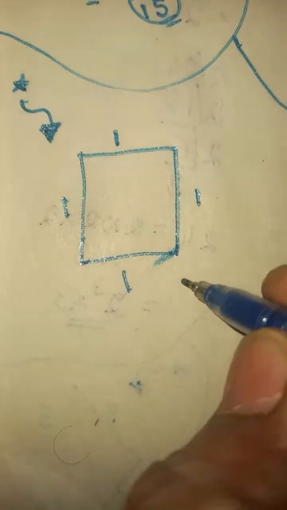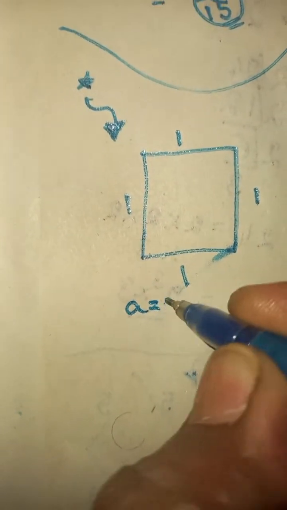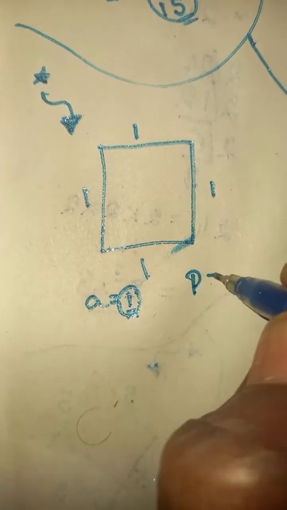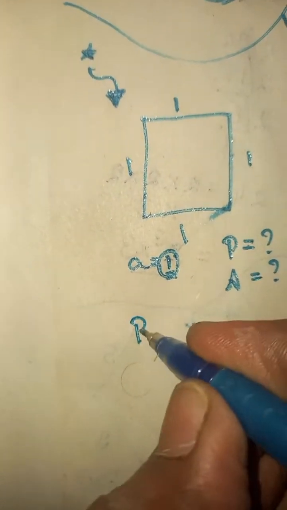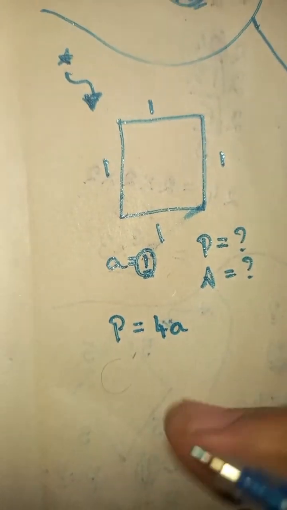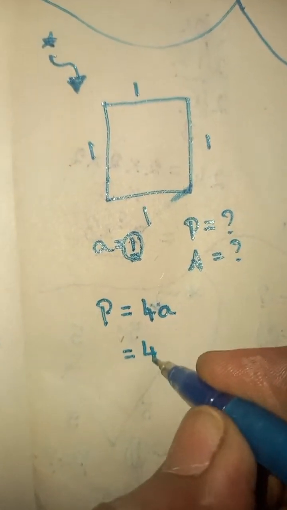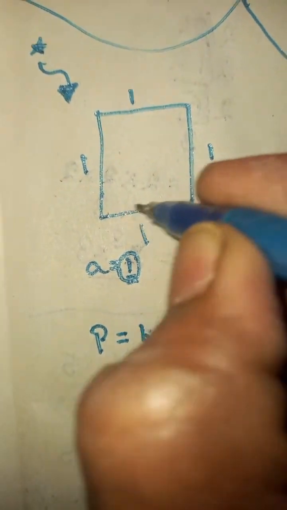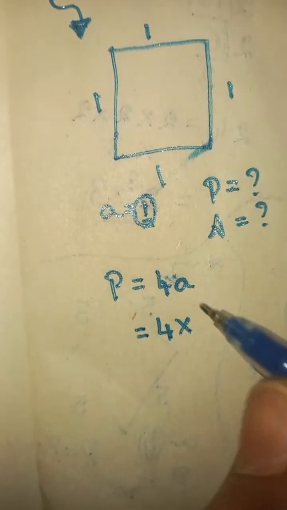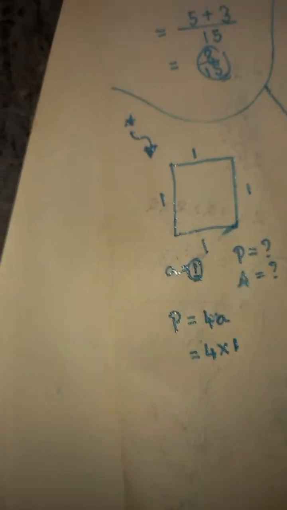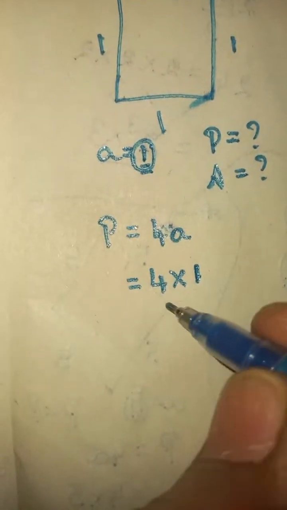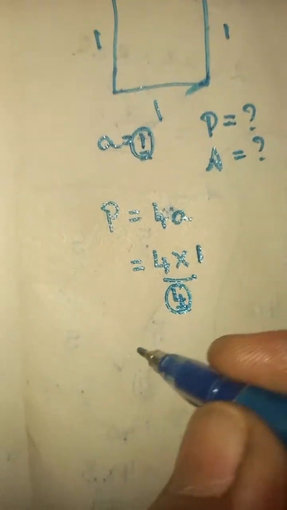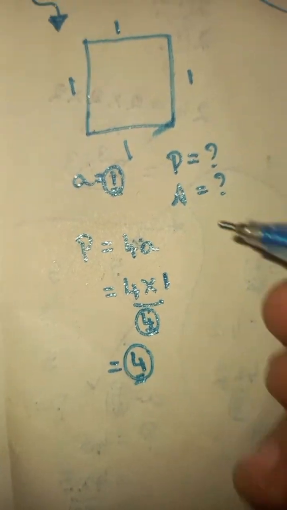The side length is 1 unit, so you need to find the perimeter and the area. Perimeter of a square is 4 times the side length, that is 4 times 1 unit. 4 times 1 unit gives 1 times 4, so it becomes 4 units.